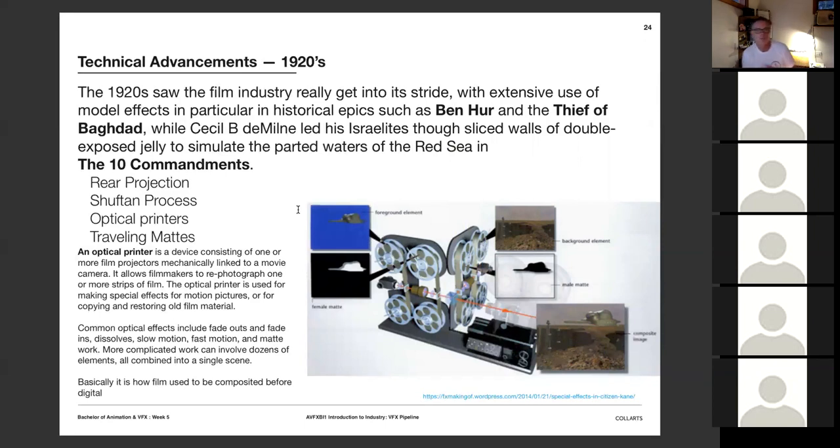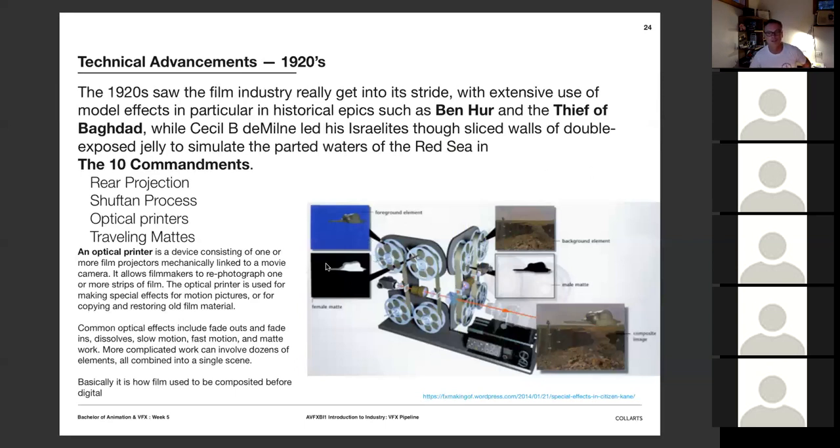Basically an optical printer is a simple device. When you've shot some film, you can create masks and hand paint masks to cut out pieces of that film. And an optical printer, like the name suggests, means that you can essentially duplicate the film. If you mask out areas of that with other pieces of film, you can literally cut things out and composite them against other backgrounds. It was just a really simple piece of technology.